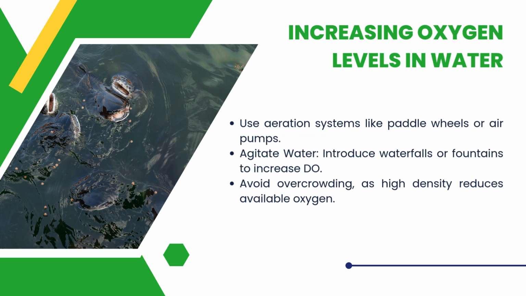For oxygen level in the water, use an aeration system like paddle wheels or an air pump. Air pumps are more popular in Nigeria, so look out for an air pump and have it. When you want to agitate the water, introduce waterfalls or a fountain to increase the DO. This is why sometimes you see some fish ponds have a system where water comes from up down into the pond. Then avoid overcrowding, as high density reduces the available oxygen. If your pond is too crowded, with too many fish in a small pond, then you will have oxygen problems.